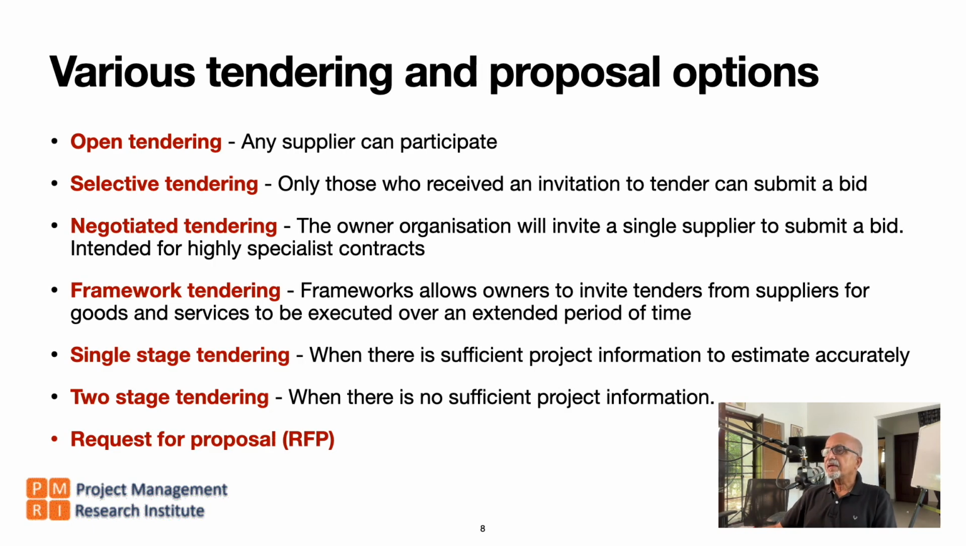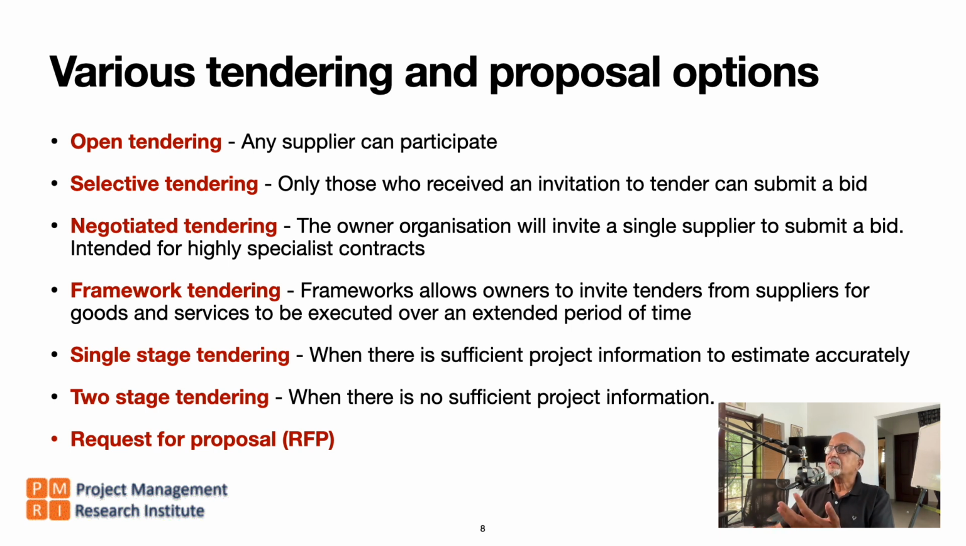Various tendering and proposal options. One form of tendering is the open tendering. That means any supplier can participate. The tendering is open to all suppliers. Then we have selective tendering. Only those who received an invitation to tender can submit a bid. That is selective tendering. So if you want to restrict the number of bids, then selective tendering is better.